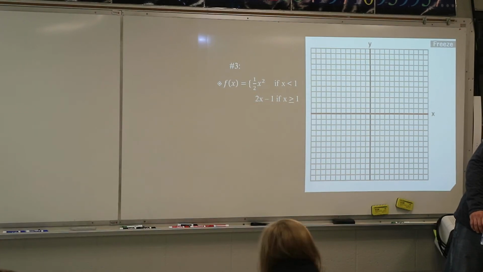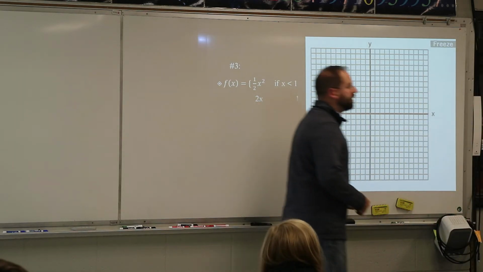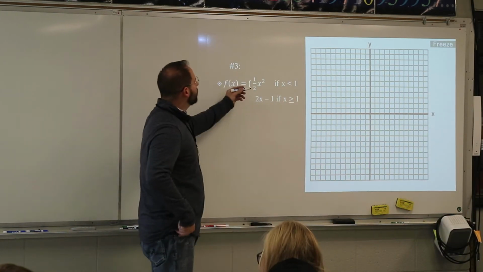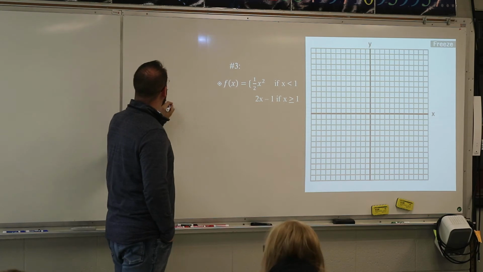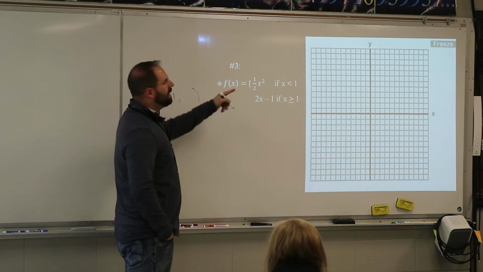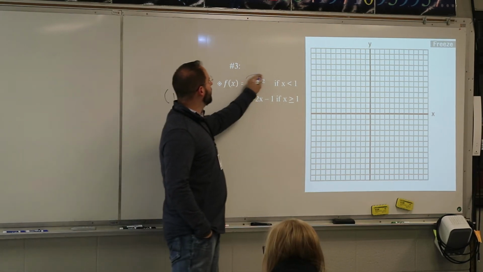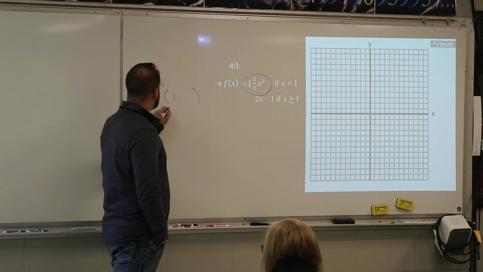They overlap. Alright, here's the answer for it. So first one, it's an open circle. I'm going to plug in a 1 and any number less than 1. Now this is a curve. We can identify it's got a power. So I'm going to plug in a couple different numbers.